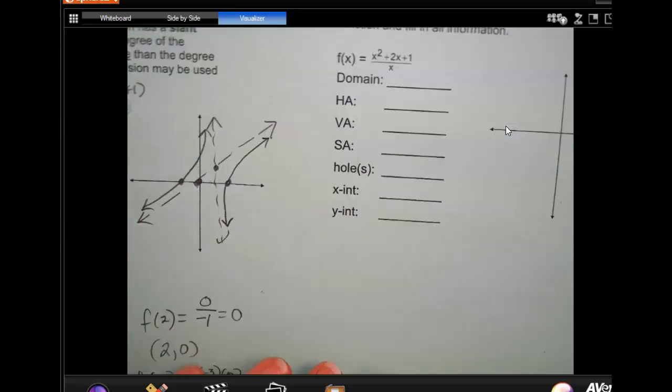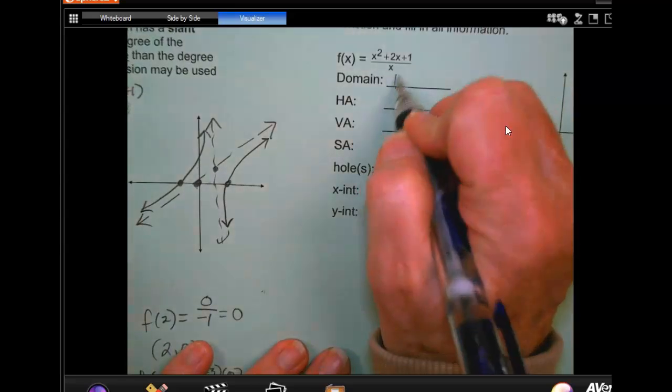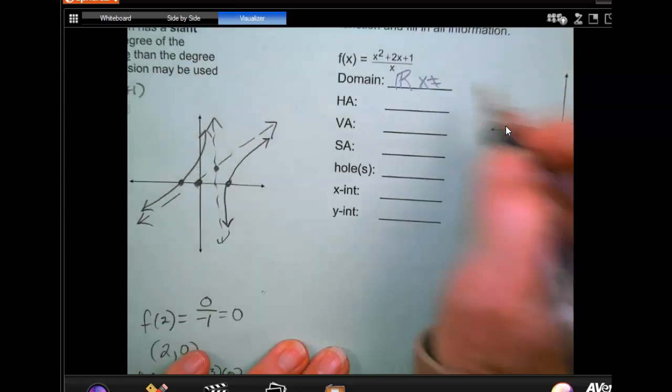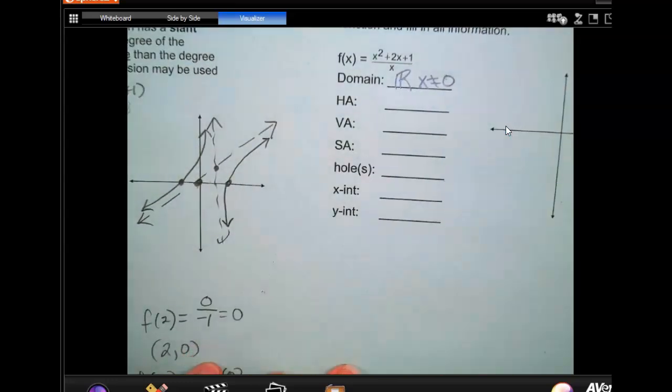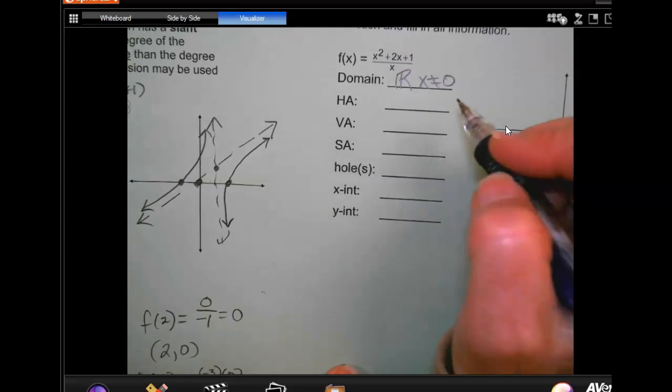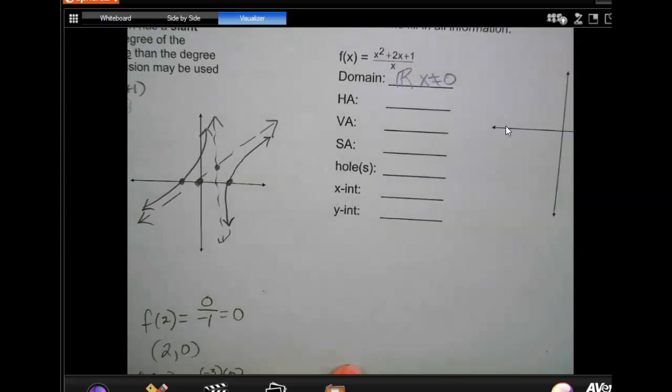Bottom. So it's all real numbers except x cannot equal what? This is negative 1. Negative 1 is the top, right? So we're going to do the bottom.